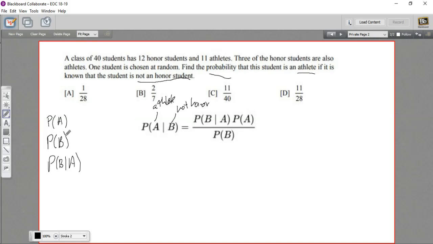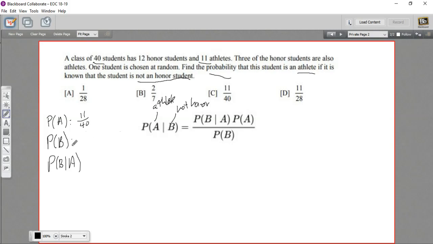So let's find the probability of A first. Probability that a student in this group is an athlete. It says the class has 40 students and 11 are athletes, so that's pretty straightforward. 11 out of 40 students are athletes.